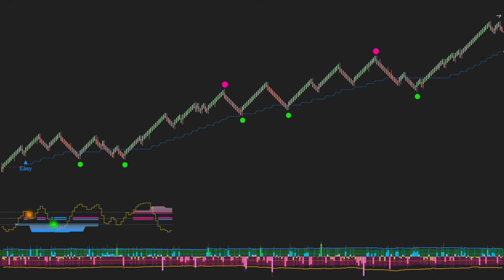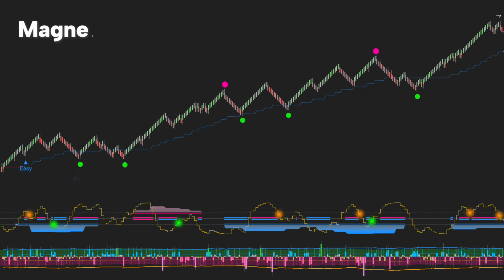And the final component of this strategy is OSC Turbo. This indicator confirms the market momentum, and when it's combined with Quantum Vol Delta, it creates the perfect synergy to pinpoint the highest quality entry points.